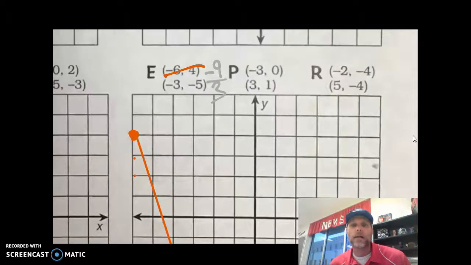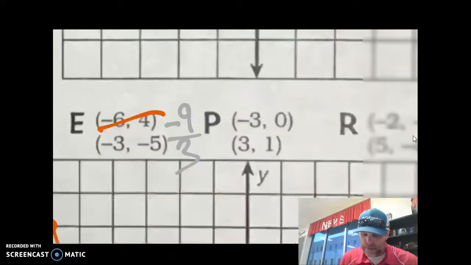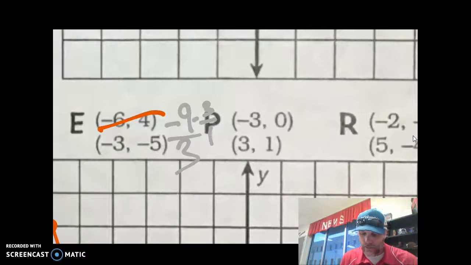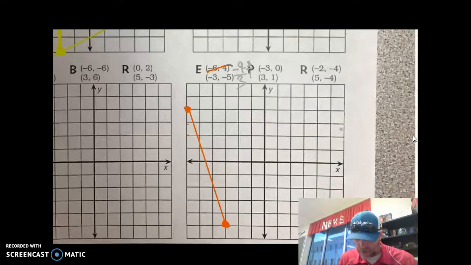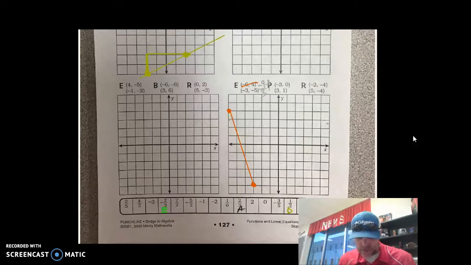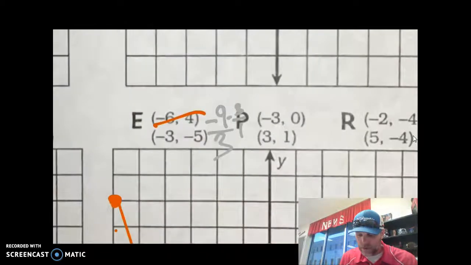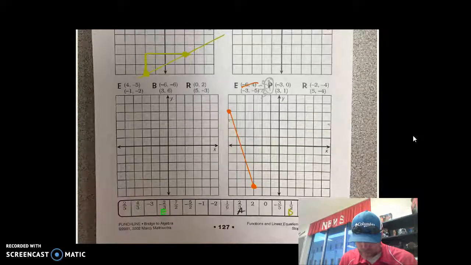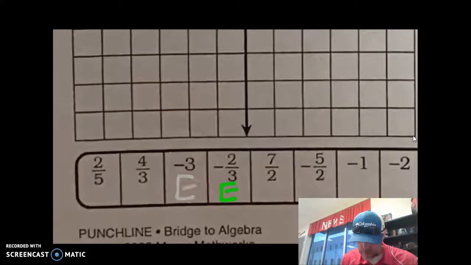Negative 9 thirds, negative 9 divided by 3 is what that means. So it's really the same thing as 3 over 1, but it's negative 3 over 1. There may be just a 3 down there, right? Just like we had that one in class. It's the same thing as negative 3, and there it is. What letter was that? That was letter E also.